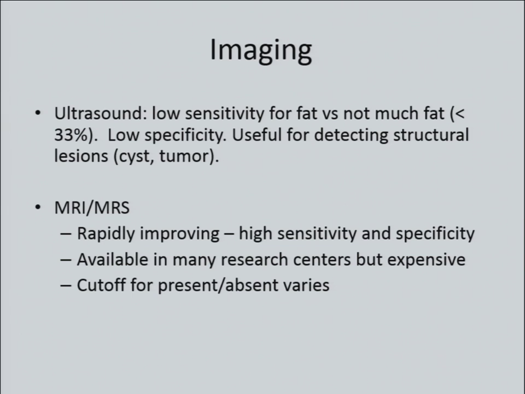Some downsides are that it's expensive. It's also difficult to do an MRI in very young children. Anything under 6 or 7 probably would require sedation. And then the other caveat is that the cutoff for MRI and MRS-based fat measurement varies and will need to be determined based on each MR method. So that test is not really ready for prime time, but when it is available, it will be great because it's very sensitive and specific.